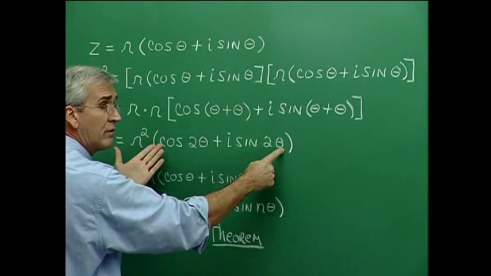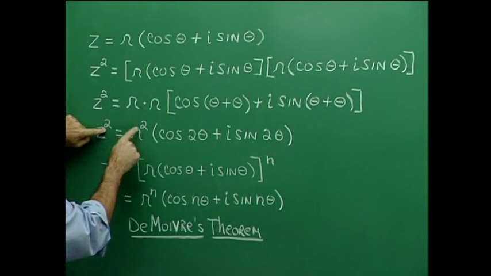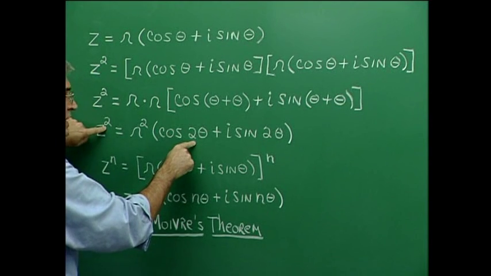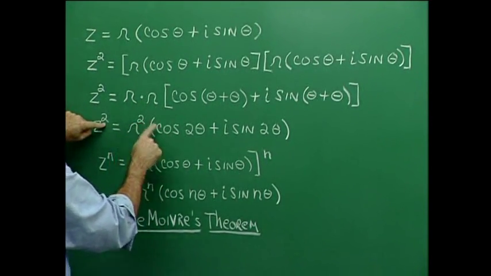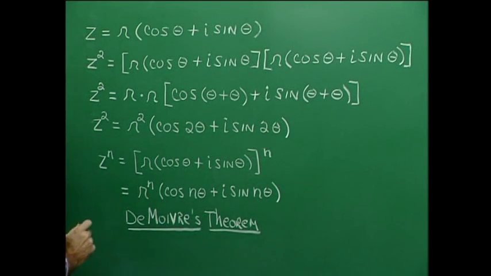And for sine, it's 2 theta. And it turns out that the 2 here in the squaring corresponds with the 2 here and the 2 here. And that pattern would continue. If we had 3 factors of z, then this would be r to the 3rd power, and we would have 3 theta here in the binomial form.